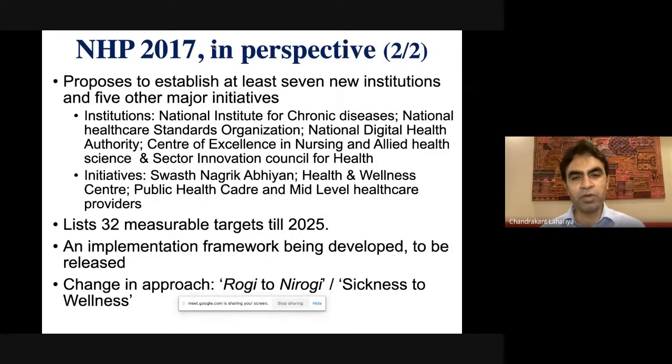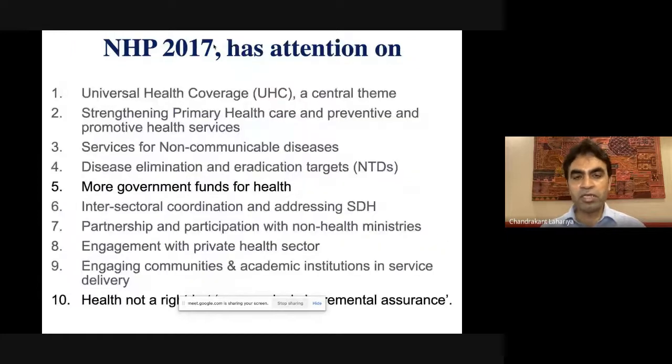Whenever a policy is formed, it has a central goal which is fully aligned with universal health coverage, and I'll say what UHC, universal health coverage, is. It has 32 measurable indicators, and the timeline for those indicators is till the year 2025. And the policy promised that there will be an implementation framework which will be released, which has not been released. One of the key shifts in the policy is from rogi, or from sickness, to wellness. That's a key approach. But for the National Health Policy, I have summarized for you 10 key components of the policy.